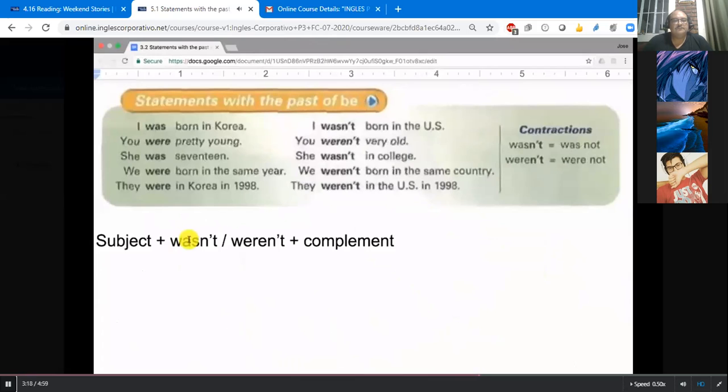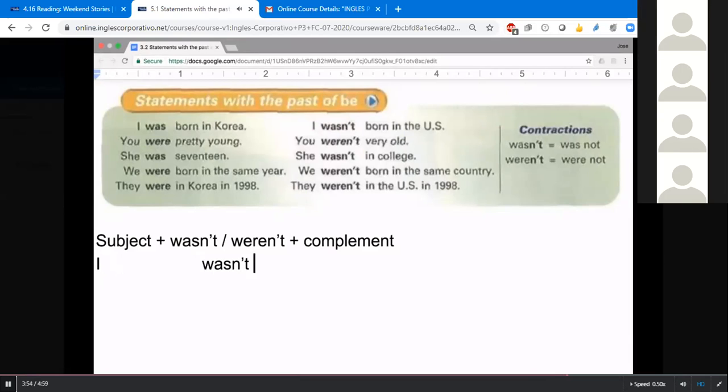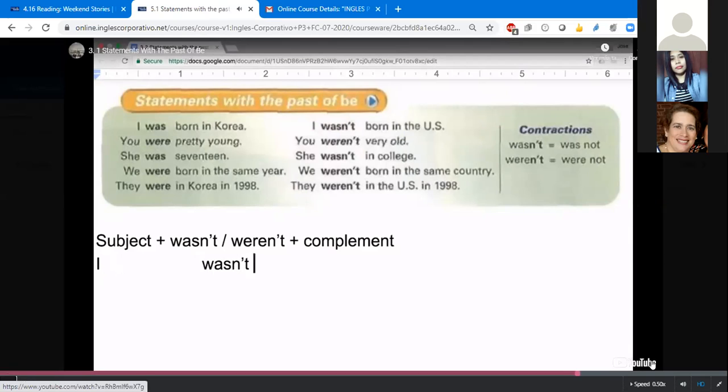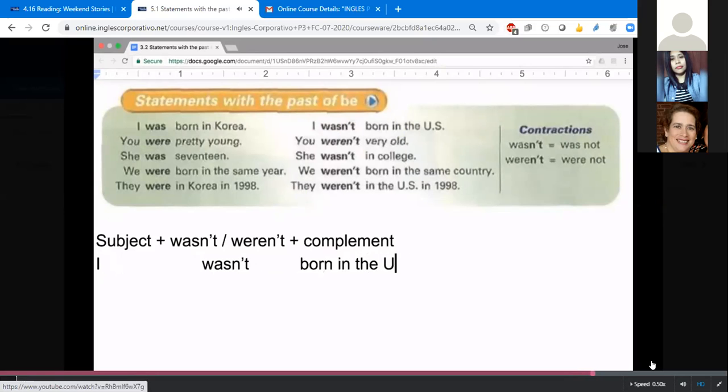Now, let's talk about making negative statements in the past with be. We can follow this formula to form negative statements in the past with be: subject plus wasn't or weren't plus complement. Let's analyze a couple of negative examples. I wasn't born in the U.S. First, we need to add a subject, I. Then we will use the verb to be in the past in its negative form, wasn't. I would like to point out that this is the same as saying was not, but we will typically use contractions. Finally, we include a complement, born in the U.S.